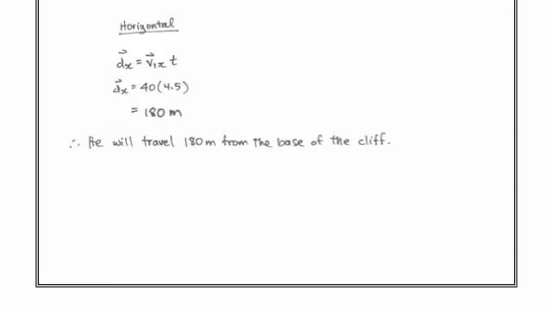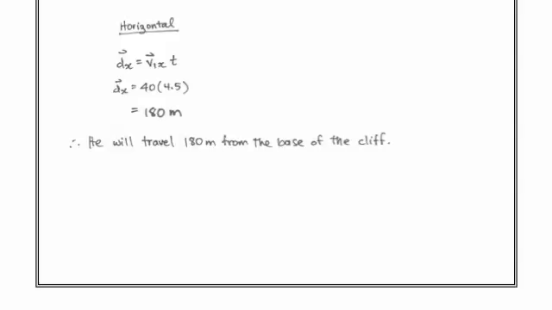Okay, so let's push the page up, continue the solution. We now are back to the horizontal. So we've found time, so we're going to flip back to the horizontal, and we can say, oh yeah, the initial velocity in x was 40 meters per second. The time it takes him to hit the ground is 4.5 seconds. And so we can solve and we say 180 meters. And we can finish this one off by saying, okay, well, his range, how far he travels in the x direction, is 180 meters from the base of the cliff. So that's kind of the standard straightforward example.